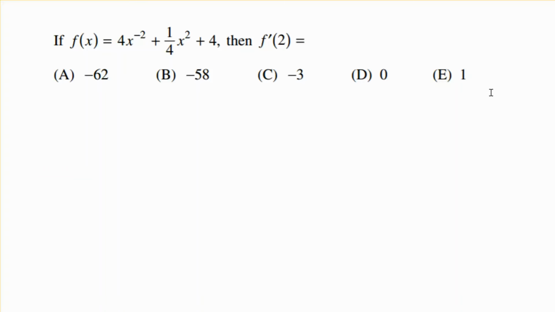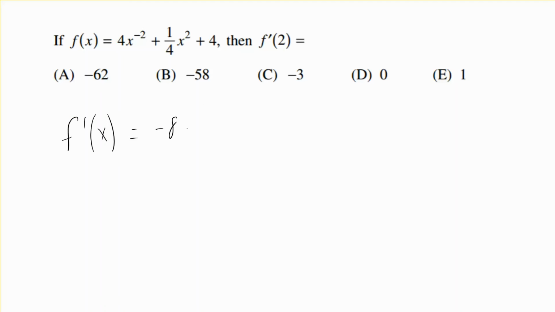All right, looking at a function 4x to the negative 2 plus 1/4 x squared plus 4. We want to find f prime of 2. So I think we're going to use the power rule for this one. Let's first just find the derivative using the power rule.